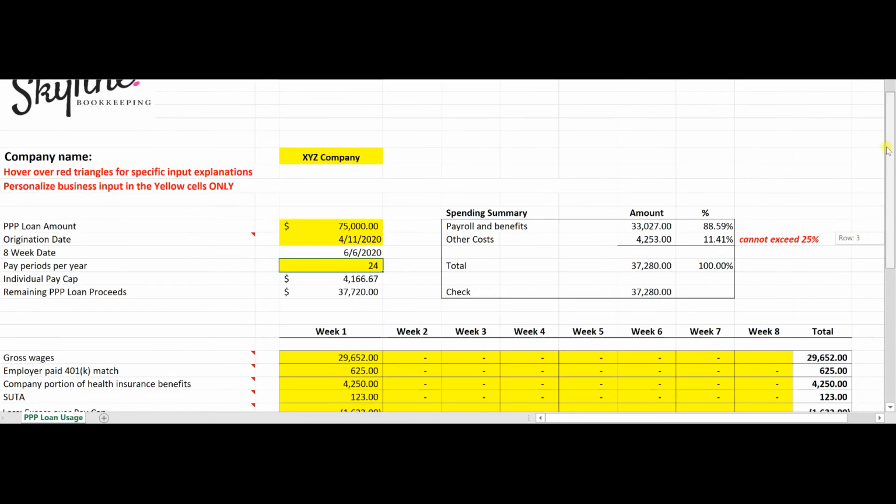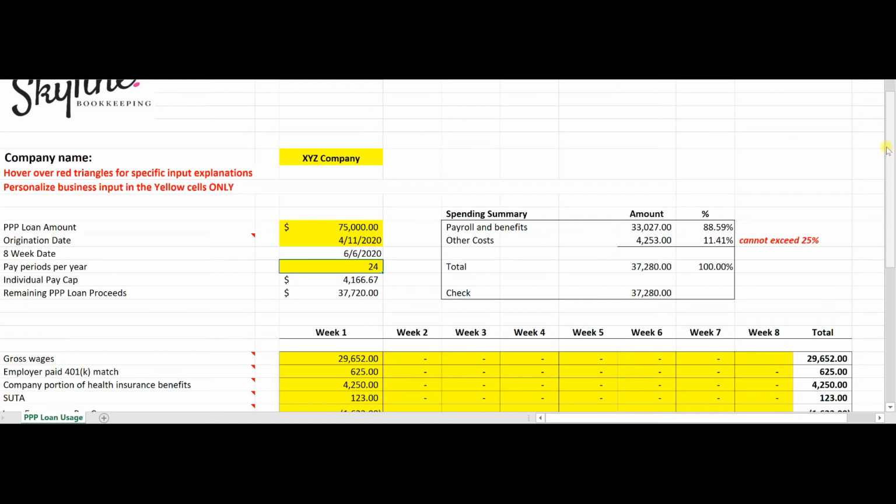So again, if I had any questions on when that or what that 8-week period consisted of, I could take a look at the top of the spreadsheet right here. Gives me the origination date as well as the end of the 8-week date right here. So now I know what time period I will be looking for and entering in information for.